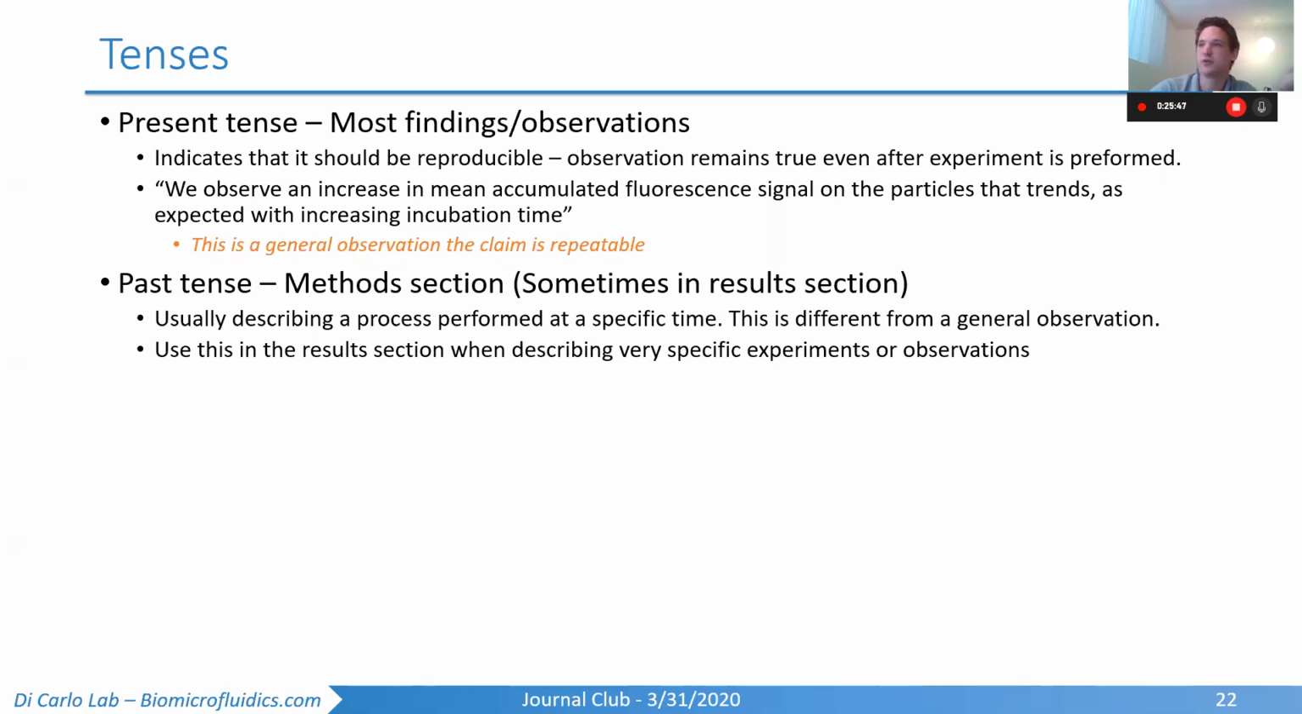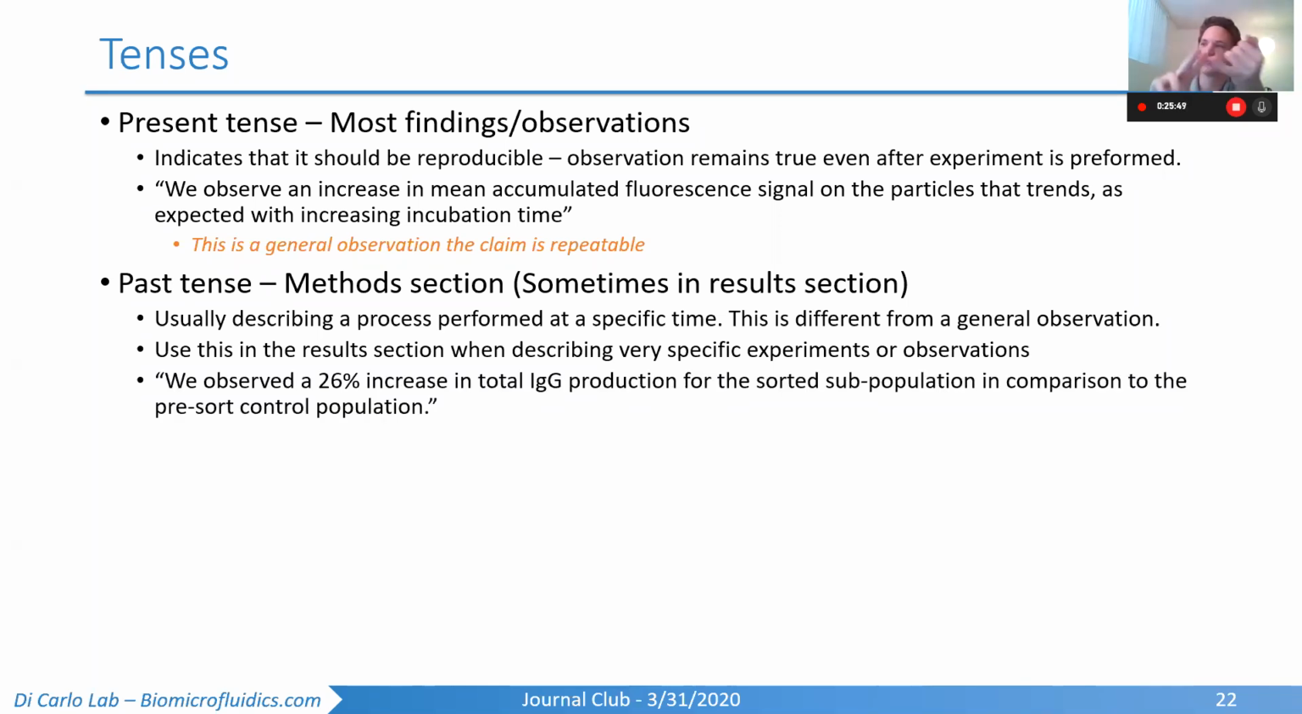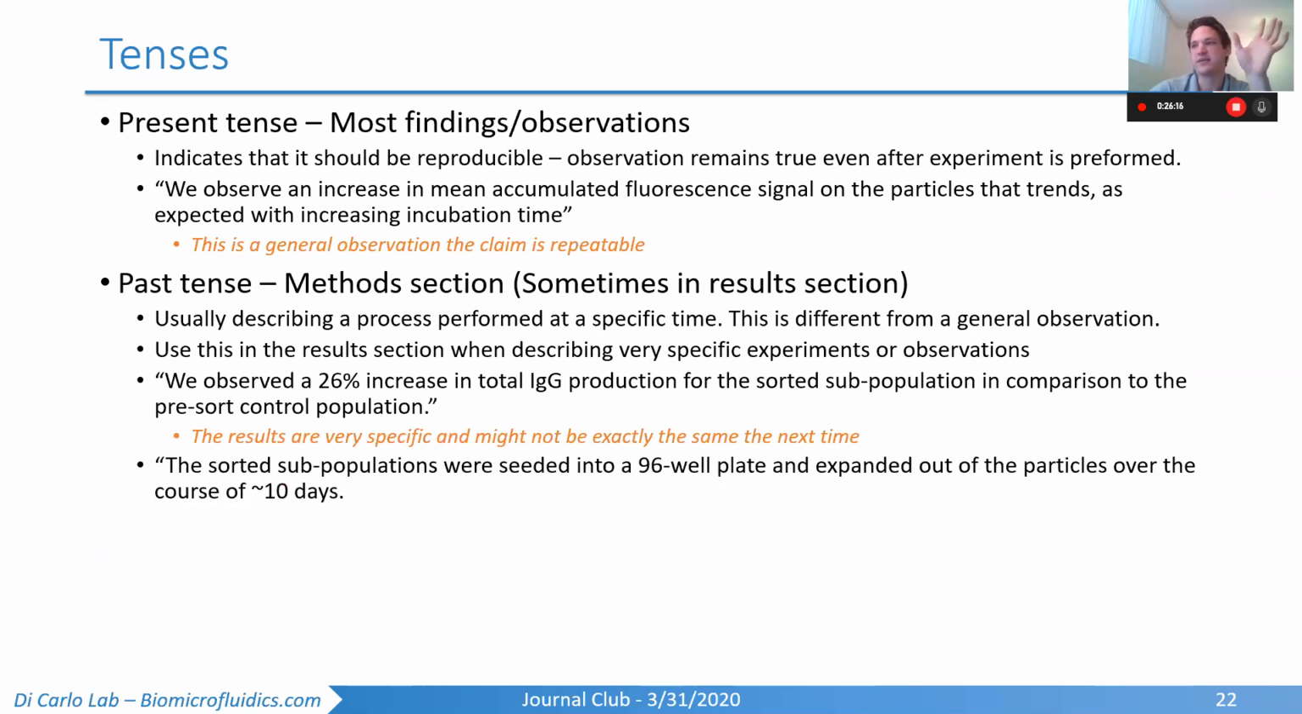Just one example: we observed a 26% increase in total IgG production for the sorted subpopulation in comparison to the pre-sort control population. This is more detailed. We have a very specific increase that we're reporting. This is not something that will necessarily hold exactly true each time you perform the experiment, right? Another example would be, the sorted subpopulations were seeded into a 96 well plate and expanded out of the particles over the course of 10 days.